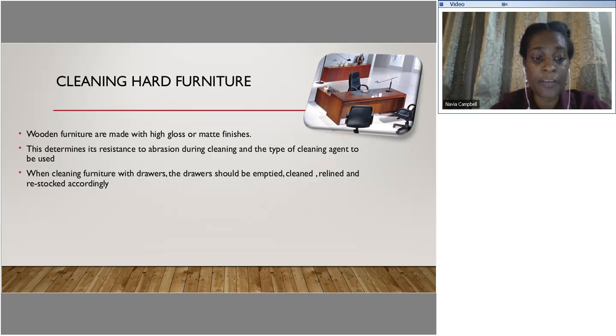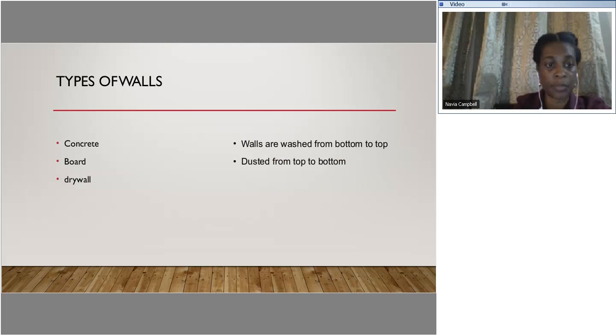As with cleaning hard furniture, wooden furniture is made with a high gloss or matte finish. This determines its resistance to abrasion during cleaning and the type of cleaning agent that is to be used. When cleaning furniture with drawers, the drawers should be emptied, cleaned, relined, and restocked according to manufacturer's instructions.